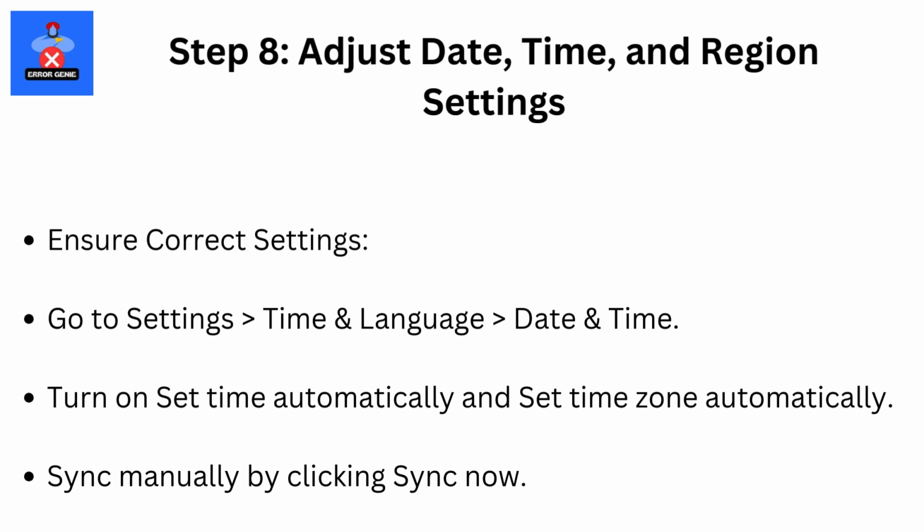Step 8. Adjust date, time, and region settings. Ensure correct settings. Go to Settings, then Time and Language, then Date and Time. Turn on Set time automatically and Set time zone automatically. Sync manually by clicking Sync Now.